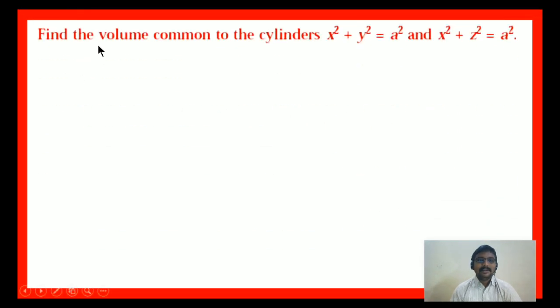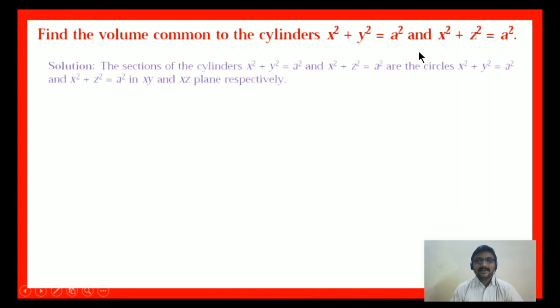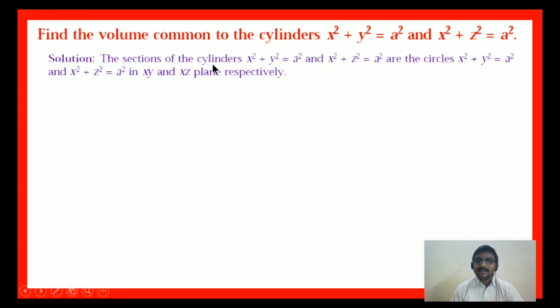Another problem: find the volume common to the cylinders. So two cylinders are given here. The sections of the cylinders are x square plus y square equals a square, which is about the z axis, and x square plus z square equals a square, which is about the y axis. Or the circles x square plus y square equals a square and x square plus z square equals a square in the xy and xz planes respectively.